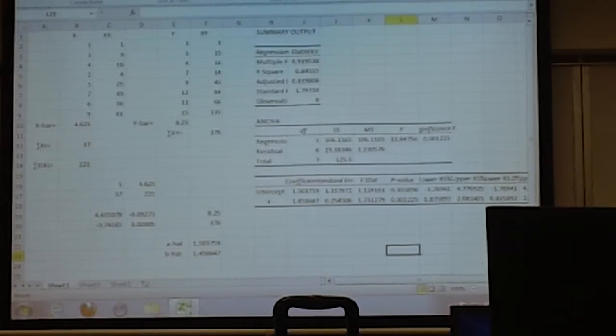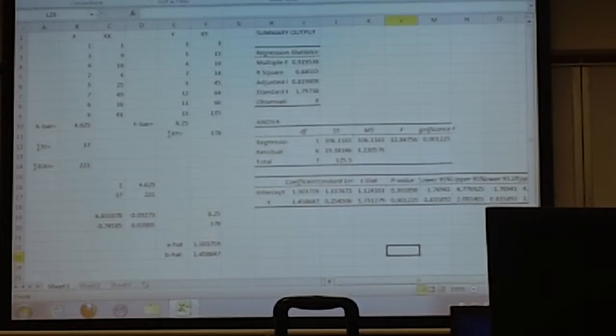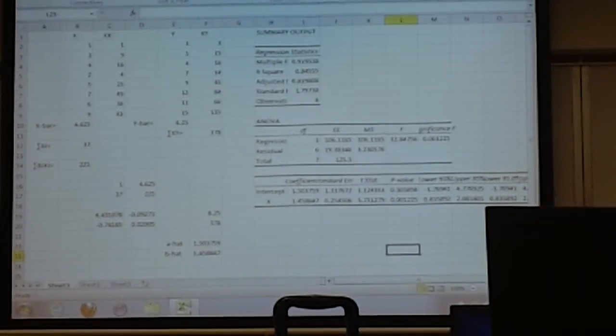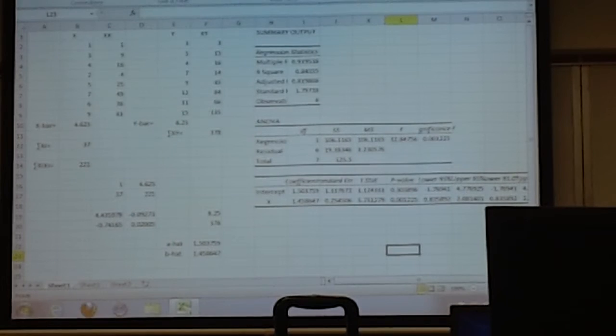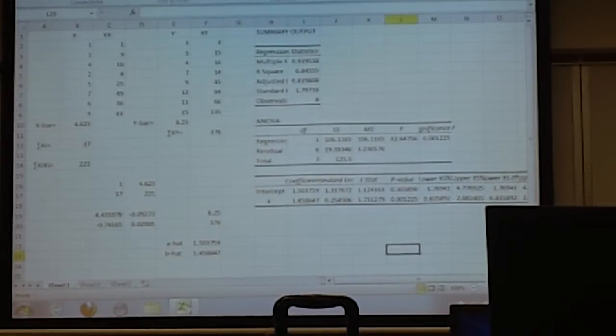You do equals MINVERSE open parentheses, select the whole thing, close parentheses, Control Shift Enter. That's that. Now this is Y bar. This is the sum of XY. Now select the two. This is where you select two arrays. Select the two-part array.